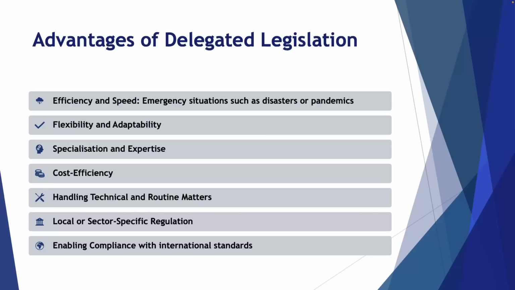And then finally, an advantage that we didn't touch on in the previous lesson is its ability to enable compliance with international standards. So delegated legislation allows the government to quickly adopt and implement international agreements, international conventions, and international obligations. So for example, international agreements on climate change or trade could be adhered to through the use of delegated legislation.